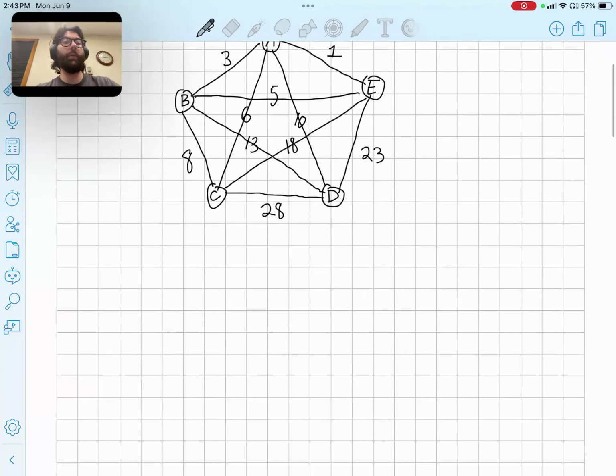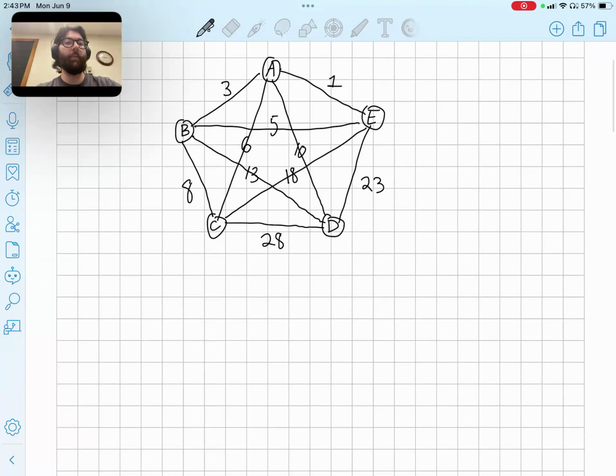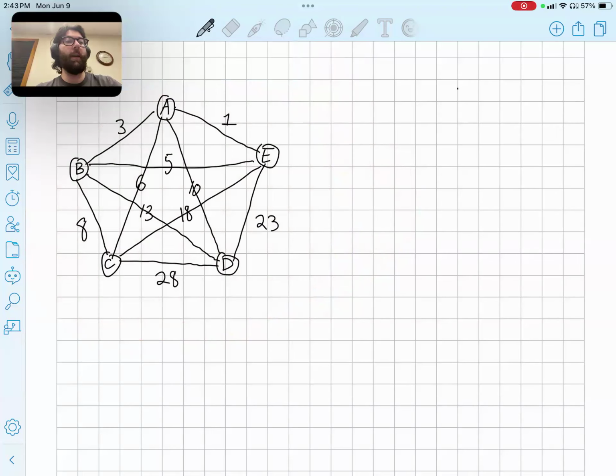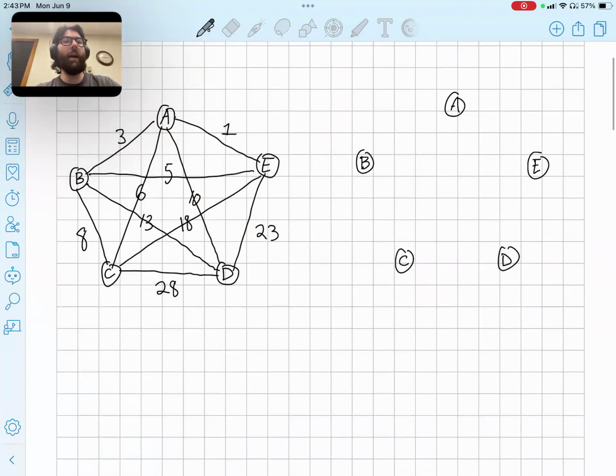So the first thing we're going to do, I'm just going to make a little copy of this graph, but just the vertices. So I'll do A, B, E, C, and D. And now I'm going to scan the graph and see what is the cheapest edge on the entire graph. And I can already see AE is 1, and I'm not going to get any cheaper than that. So I highlight the 1, and I'll draw it in here. This drawing in isn't strictly necessary. You don't have to do it if you don't want to, but just for demonstration purposes.